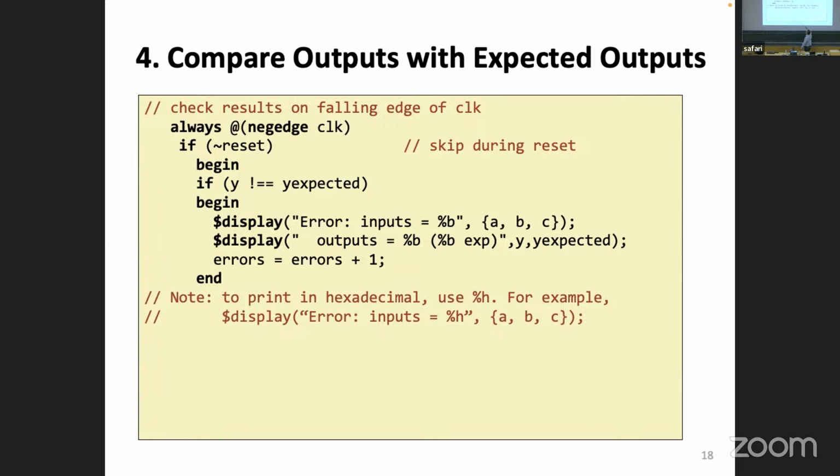If they are not correct, I say, hey, for the inputs, A, B, and C, I can also format them. Look at this. Display. This is the message I give. %B will be replaced by the bit pattern. So B is for bits, A, B, C. So for inputs, this. Output Y was there, but I expected Y expected. And since I have an error, now I say, let's increase the number of errors by 1.